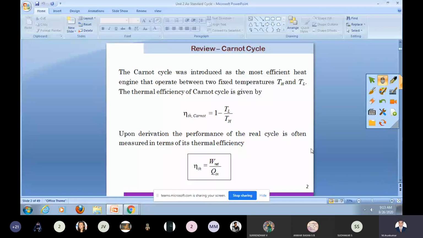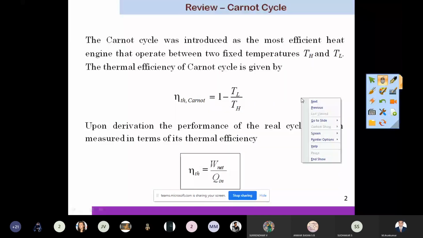In the last class itself we saw what the Carnot cycle is. The Carnot cycle was introduced as the most efficient heat engine that operates between two fixed temperatures, a high temperature and a low temperature. The thermal efficiency of Carnot can be calculated by the formula: thermal efficiency of Carnot equals 1 minus TL by TH. We saw this formula in the last class.